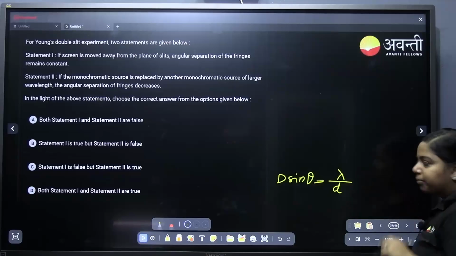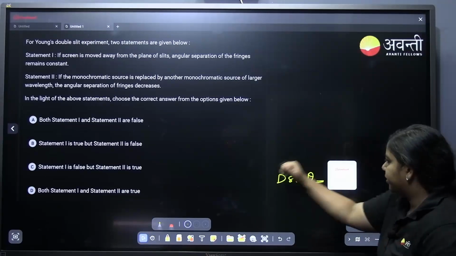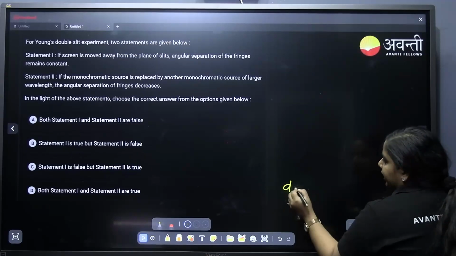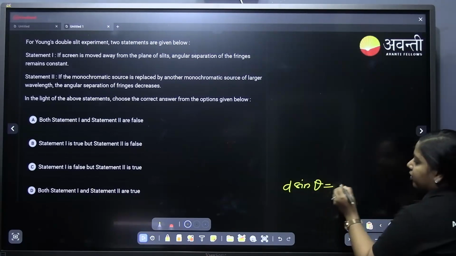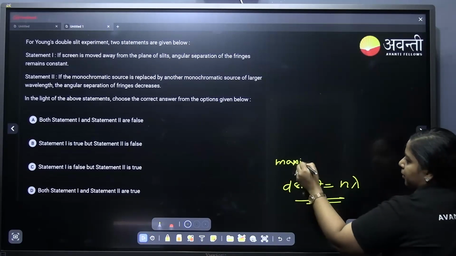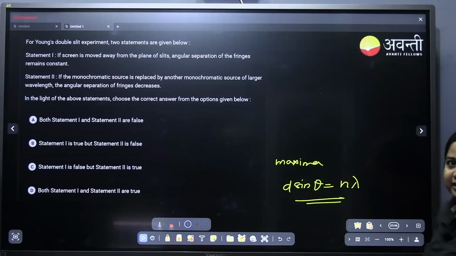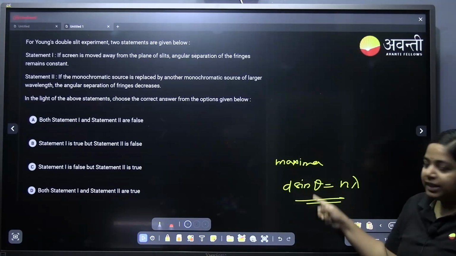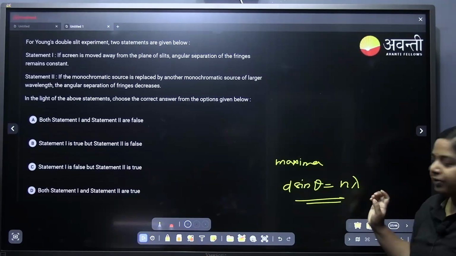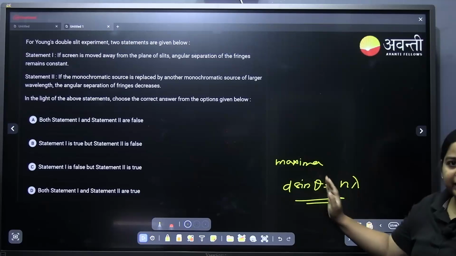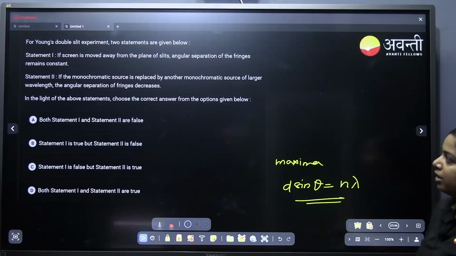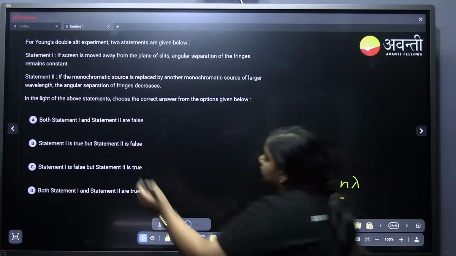This is from d sin theta equal to n lambda. Okay, this is the equation for maxima in Young's double slit experiment. This sin theta we are approximating to be y by D and substituting. See, if you are increasing that, this theta is not going to change. Theta value will remain constant only. So the first one is true.